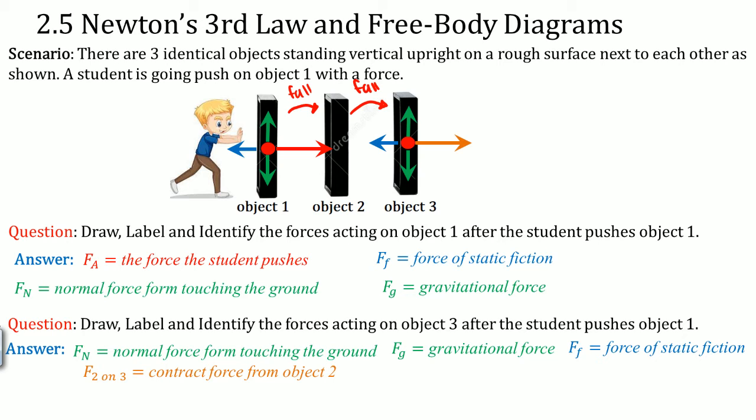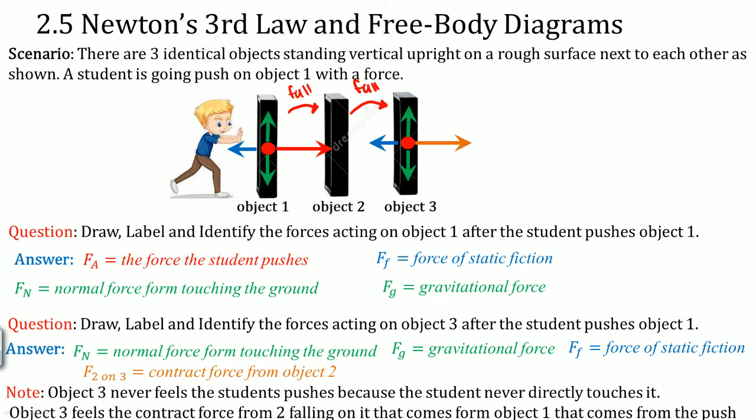Notice it is not red. Okay, this is a different color because it's a different force. That force that's going to the right is actually the contact force from object 2. So it is the force of 2 on 3 that it is experiencing.